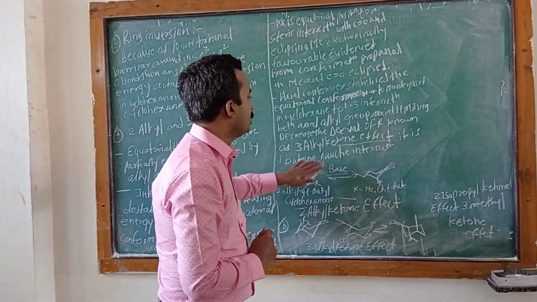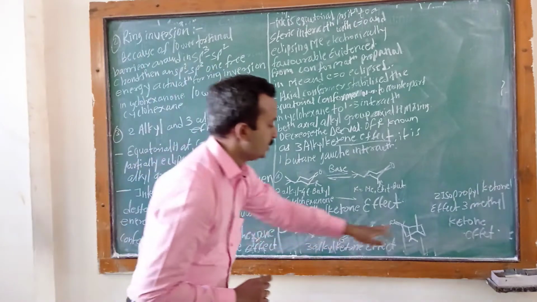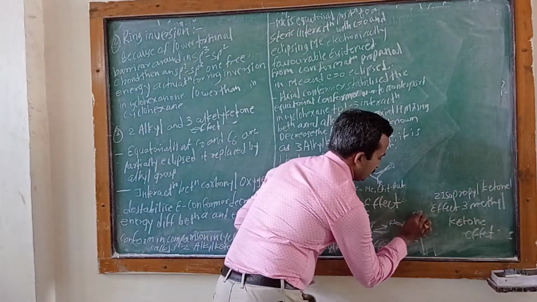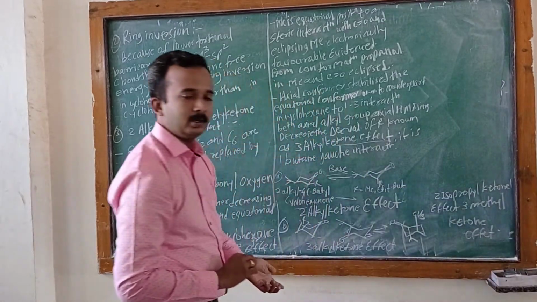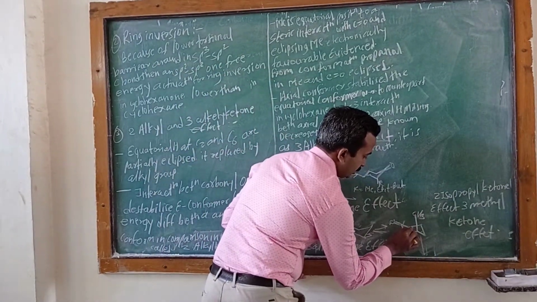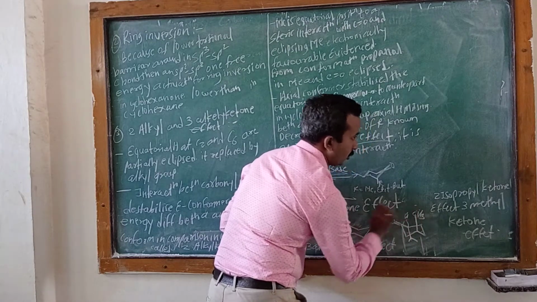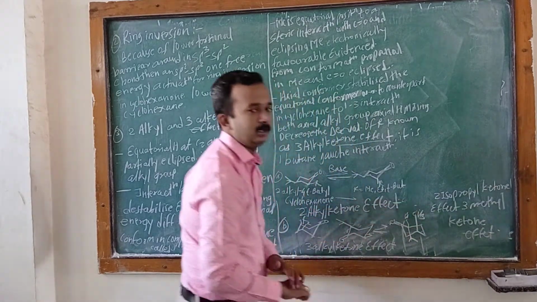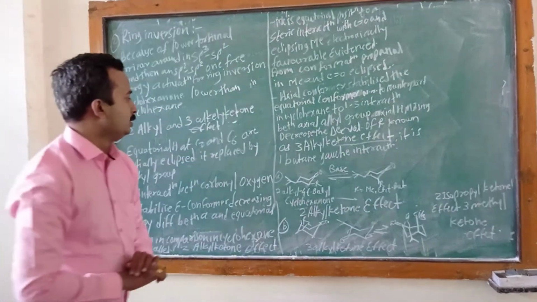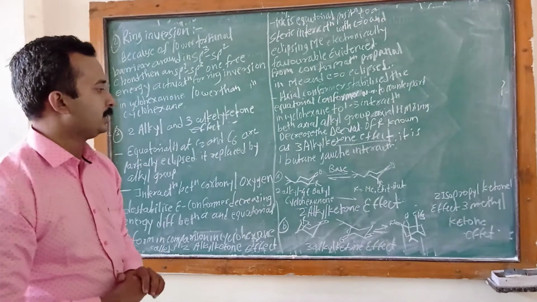Okay, it is a 1-butane gauche interaction. Here, what interaction is it? A 1-butane gauche interaction, because this carbon contains one hydrogen group, and therefore it is a 1-butane gauche interaction between the CH3 and this hydrogen. Okay, this is all about the 3-alkyl ketone effect. What is this? The 3-alkyl ketone effect.